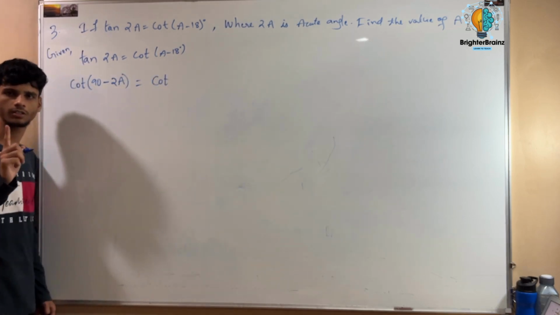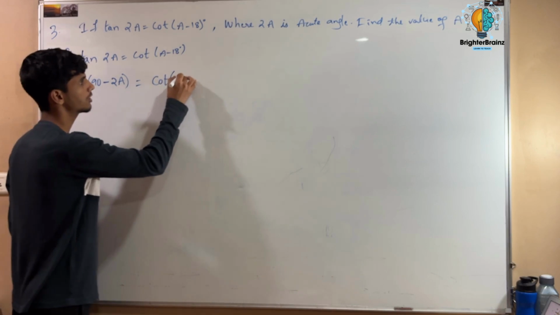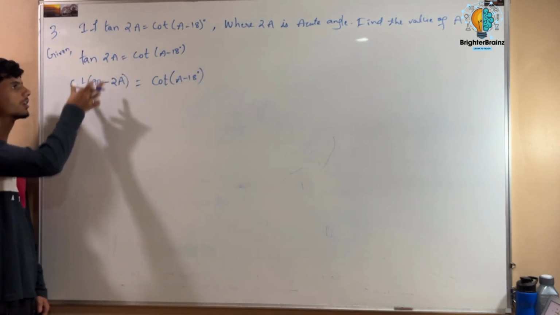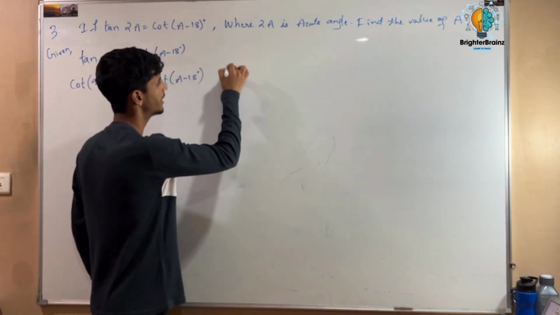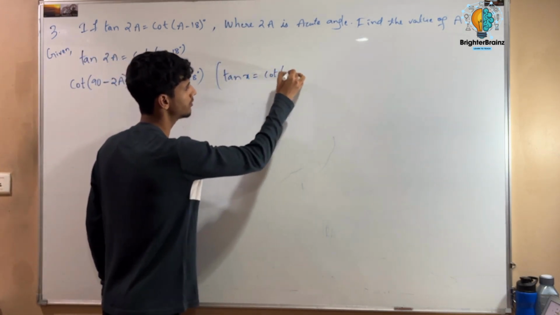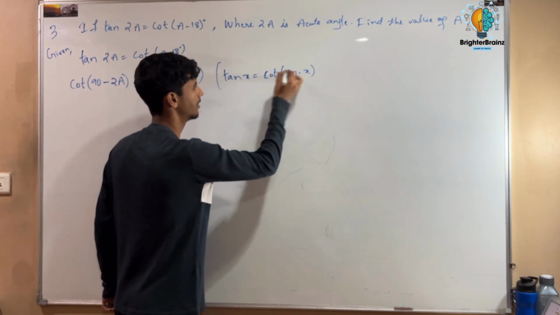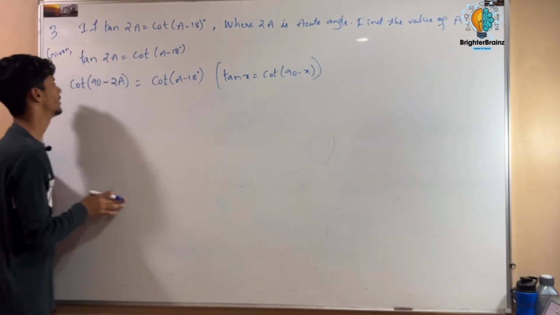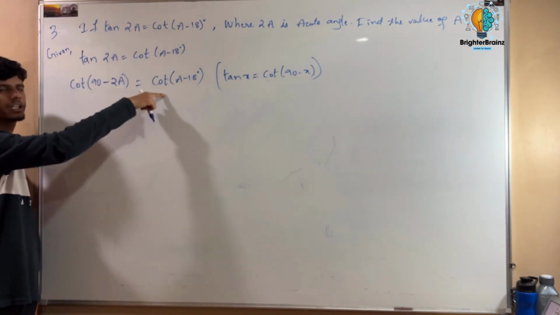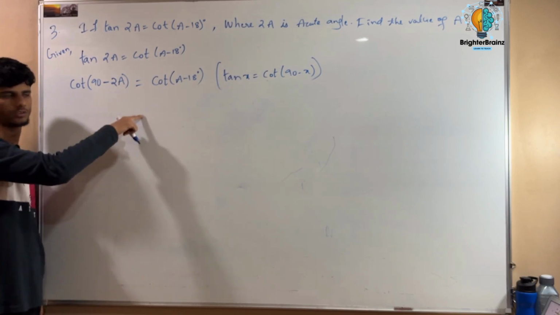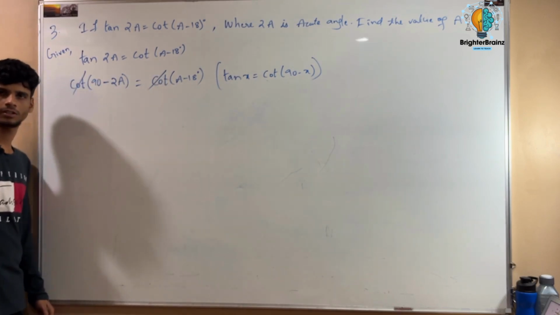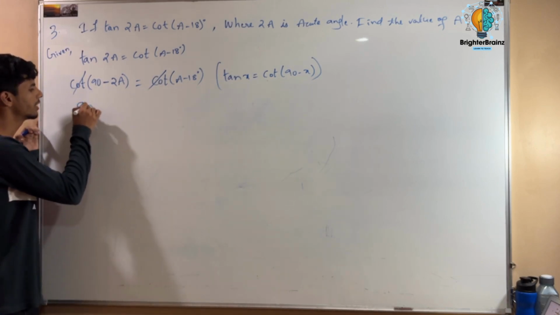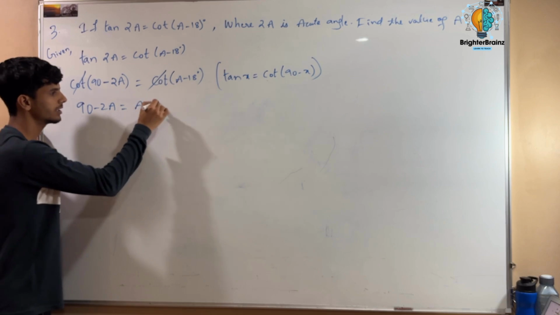We have to change one of the ratios. I told you yesterday. So cot of a minus 18 degrees. Okay. So I have changed this into cot. That is, tan x is equal to cot of 90 minus x. This is the identity which I used here. Okay. Next. Now on both sides there is the same trigonometric ratio. Can we cancel it? So cancel the same trigonometric ratio on both sides. What is the left over part here? 90 minus 2a is equal to a minus 18.